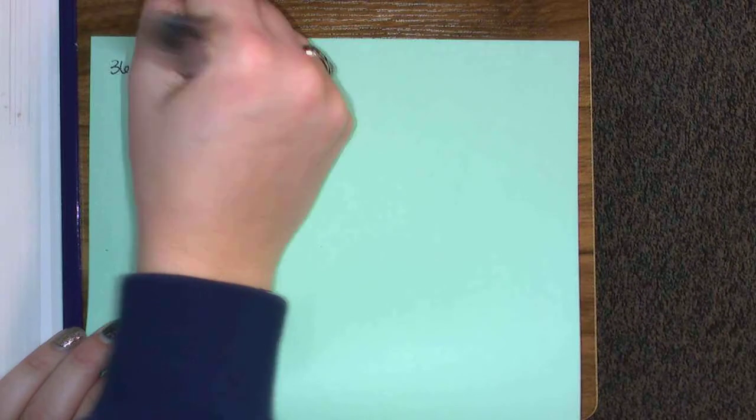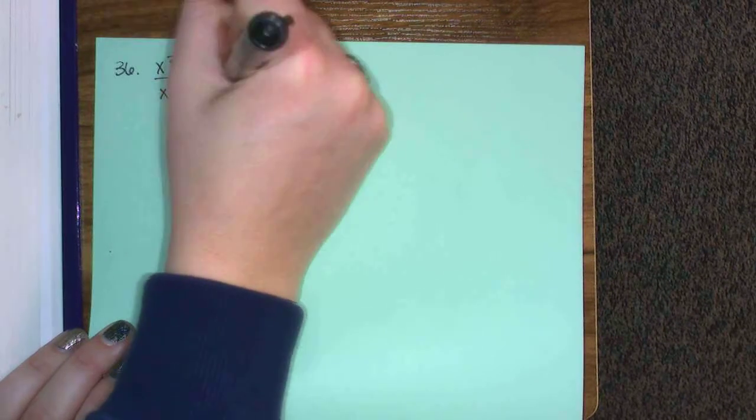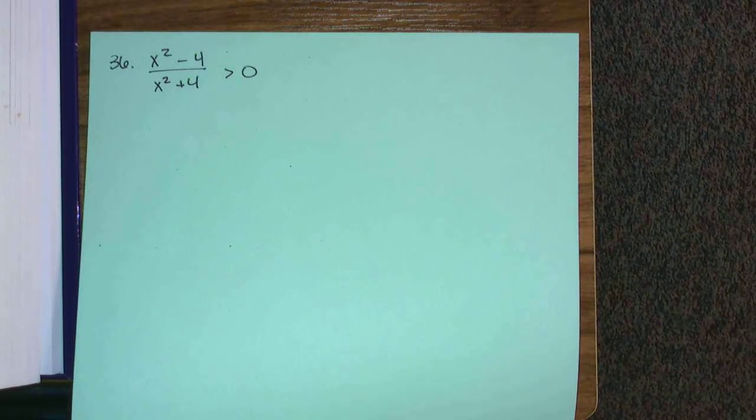Let's look at 36. x squared minus 4 over x squared plus 4 is greater than 0. Alright, so these ones, it doesn't specifically say to write zeros, undefined, positive, negative. But I need to find, obviously, what makes the statement true. And to do that, I need to find my zeros and where it's undefined so I can appropriately make my sign chart. Okay?